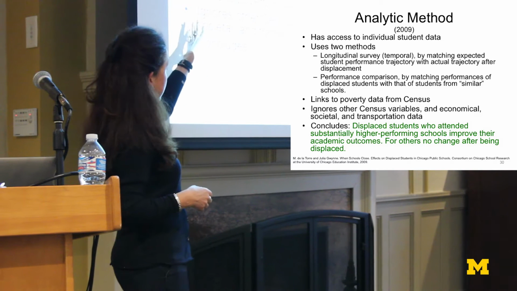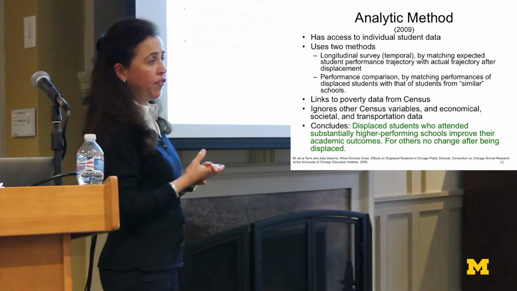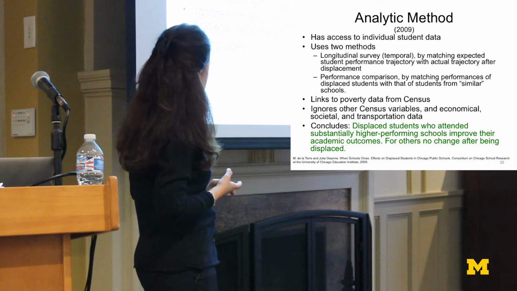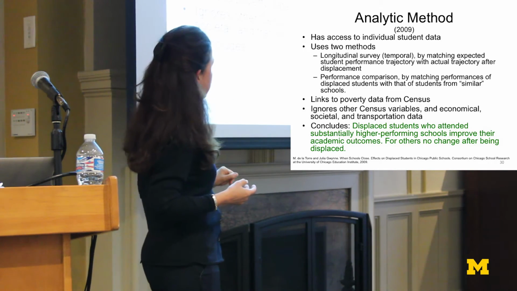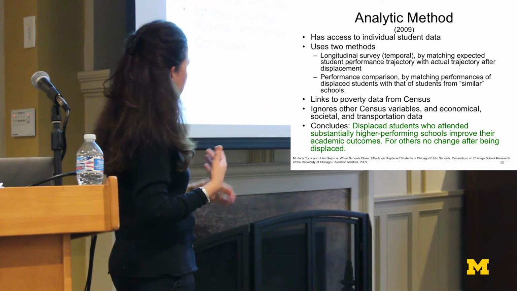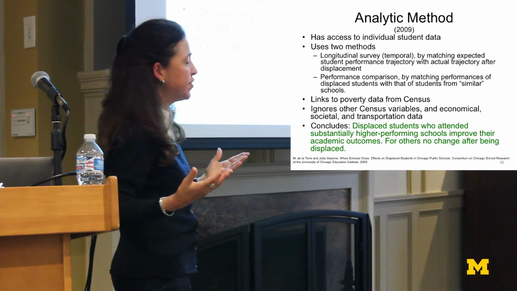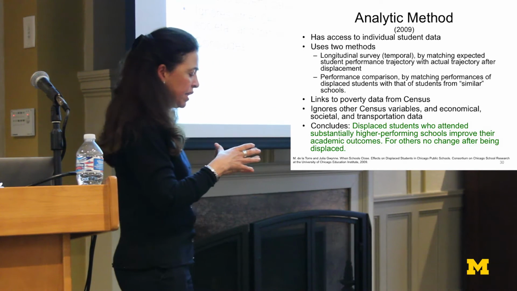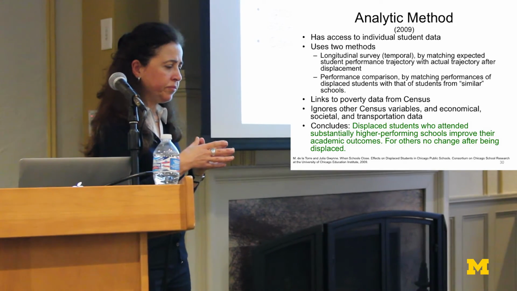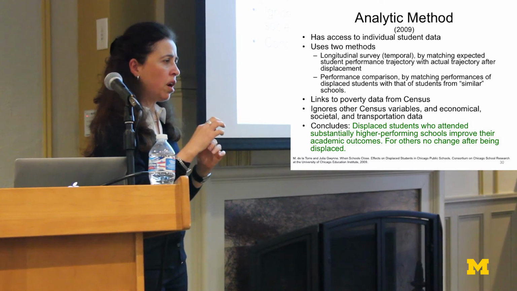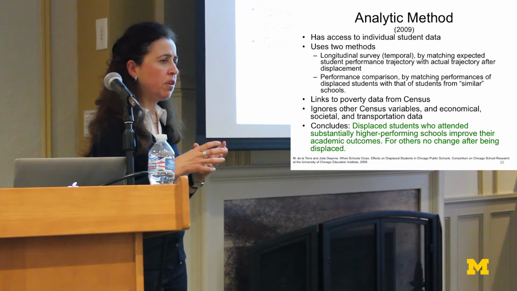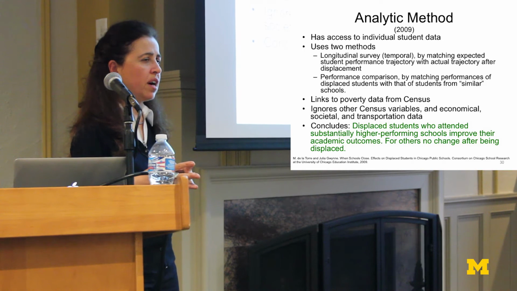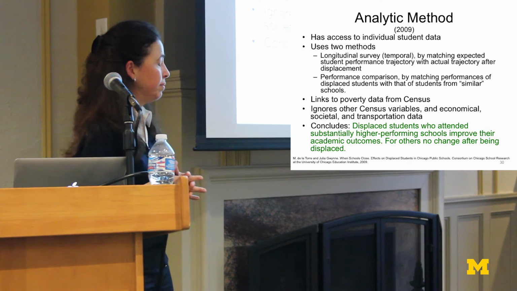They establish links to poverty data from census data, but they vastly ignore other census variables and a lot of transportation data. That is ignored. And we are going to talk a little bit more about this, but basically it is so hard to extend. Once you know how to use certain data sets, it's so hard to go beyond that set of data sets that you usually use, right?